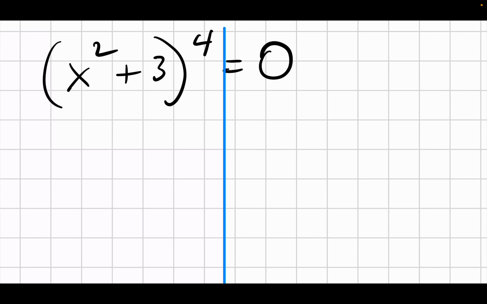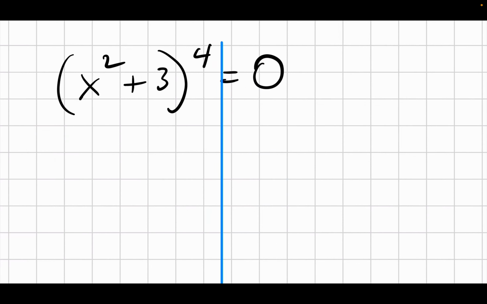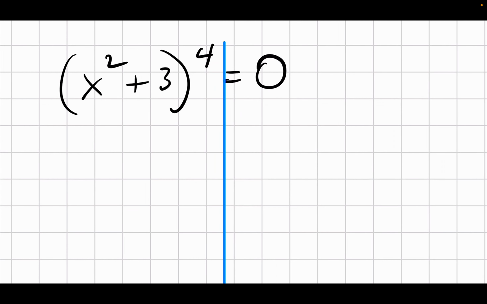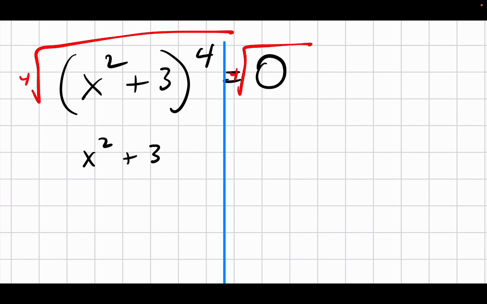Why is this guy not going to give me an answer? Because it's going to be positive. There you go. This guy won't give me an answer. If you don't believe me, you can find this fourth root. The way to solve this is to do the fourth root of both sides. The fourth root of 0 is 0. But if you subtract 3 from both sides and then take the square root, you get an imaginary number.